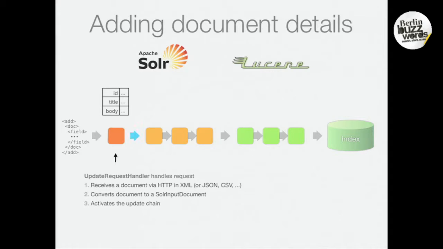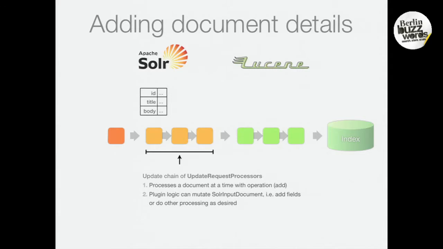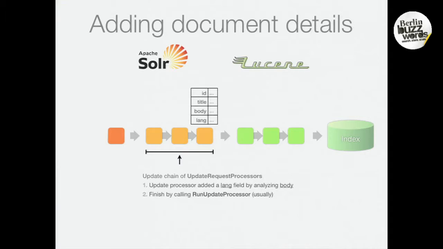This update chain is a chain of so-called update request processors that process documents one at a time, the whole document. This is a useful plugin point if we want to manipulate things at the document level, so we can add fields and so on. For example, this first one processes the document and passes it on to the next one, and so on. Maybe this third one can have a look at the text in the title field and the body field, and then infer what language this document is likely to be in, and then add that to the document as meta information.